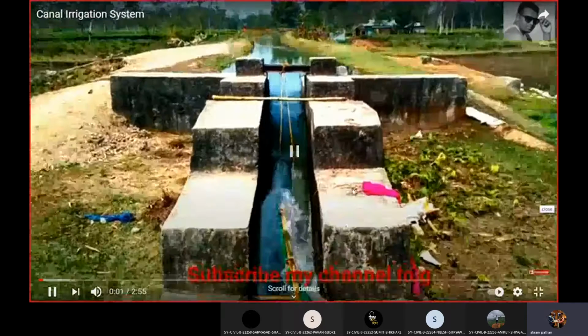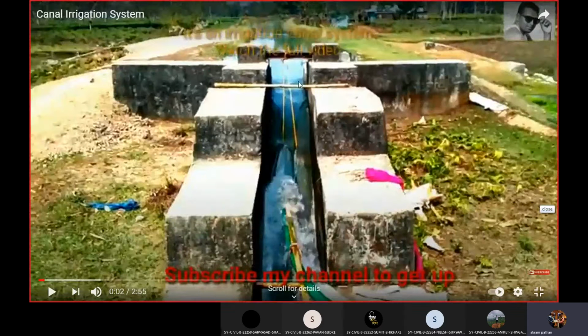See here, for example, we have a dam, and by opening the dam gate, we have to supply the water. So in the channel, it is very important that we have to measure the discharge, okay, and by measuring the discharge, we can supply the water for irrigation according to the area to be irrigated.